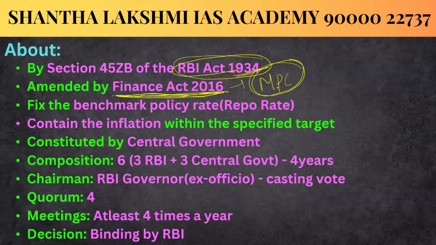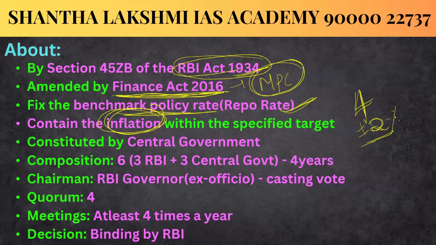So why have we constituted this committee? What is the purpose? That is to fix the benchmark policy rate, that is the repo rate. For why? To contain inflation within the specified target. So what is the inflation target? That is 4%, right? The inflation should be within 4%, with a range of plus or minus 2%. And this is constituted by the central government.